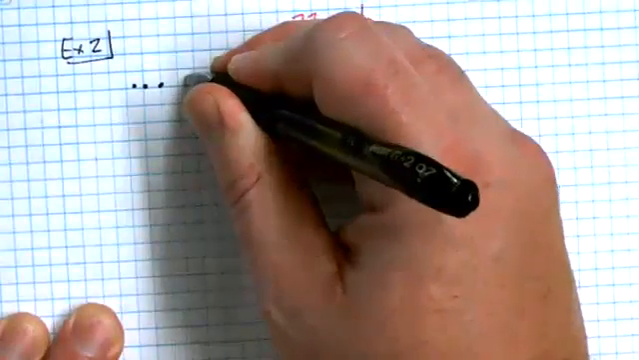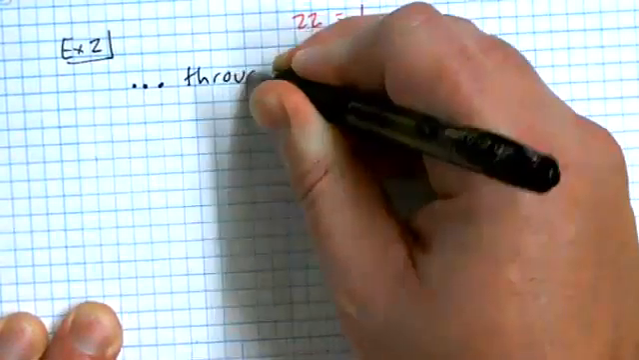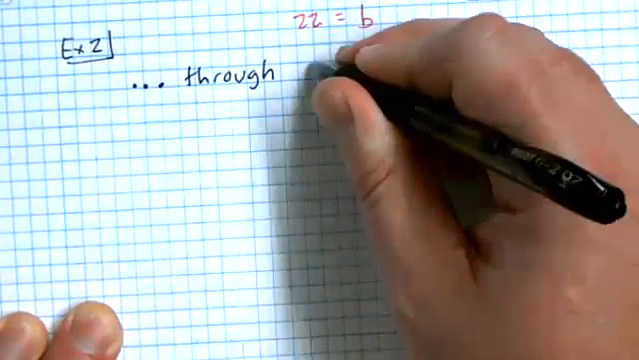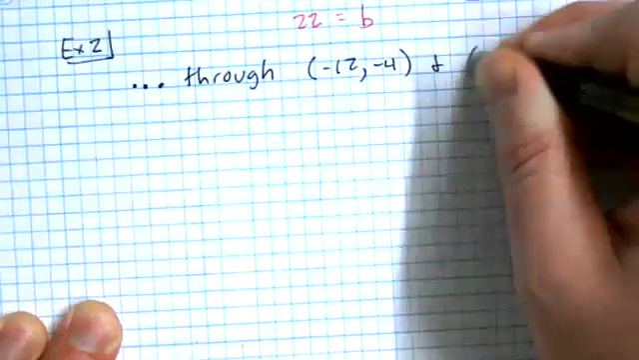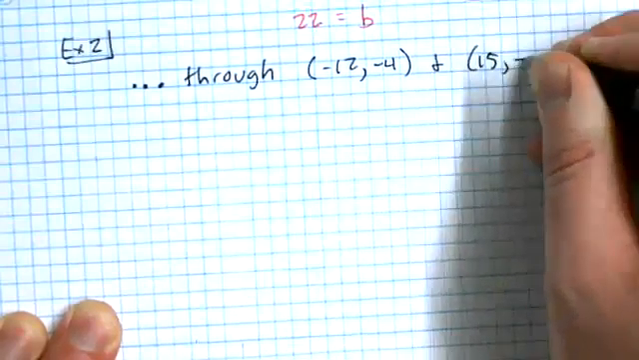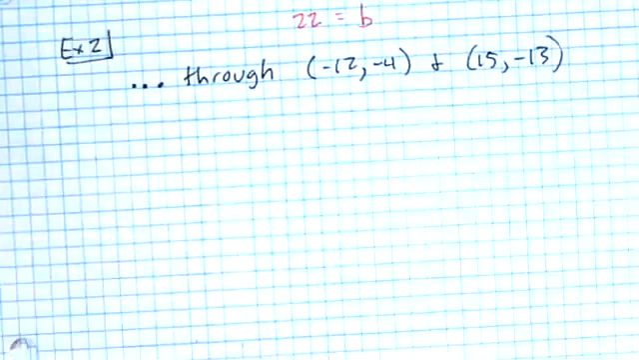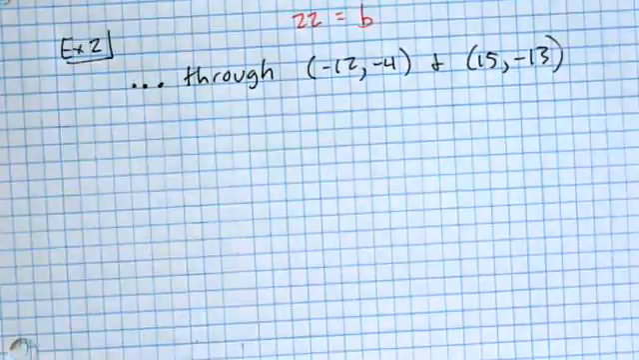So same thing. We're going to write the equation of the line that goes through these points. This time our coordinates are (-12, -4) and (15, -13). Not nearly as big numbers as we had before, but still kind of large numbers. I probably wouldn't want to do this by graphing. Let's do it algebraically. I'm not going to write out the steps in words this time around. I'm just going to do the work.